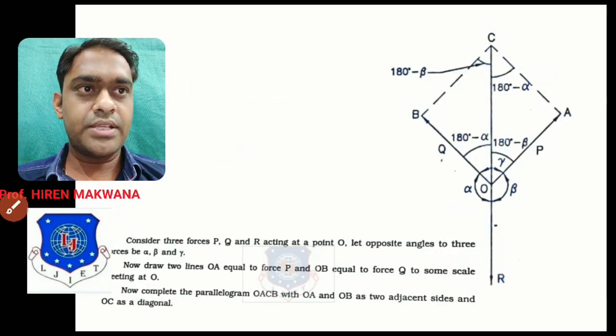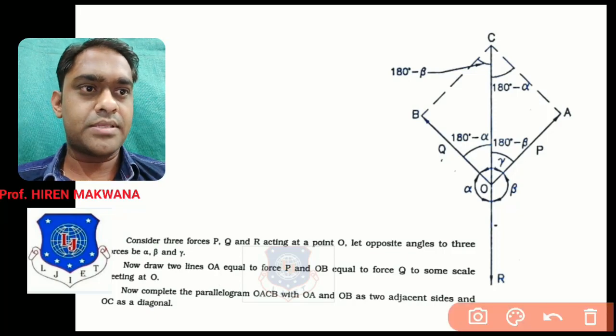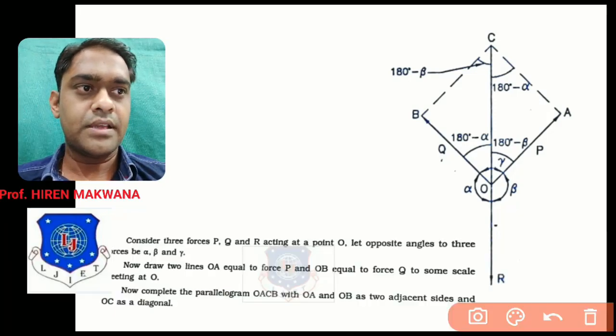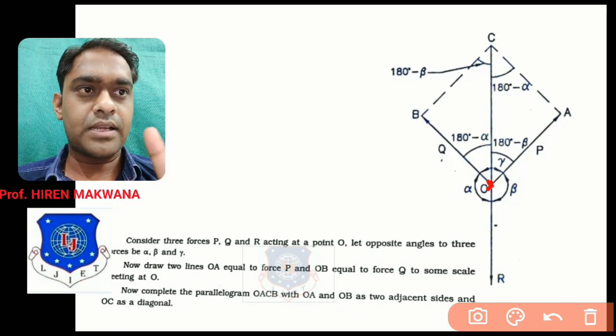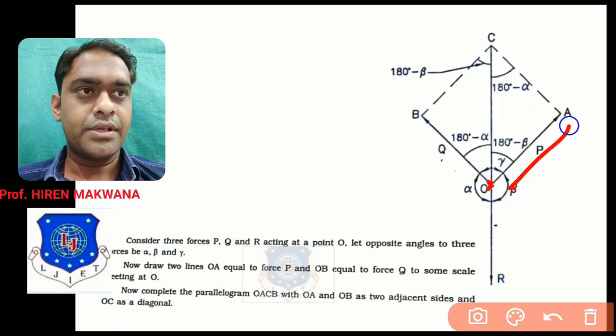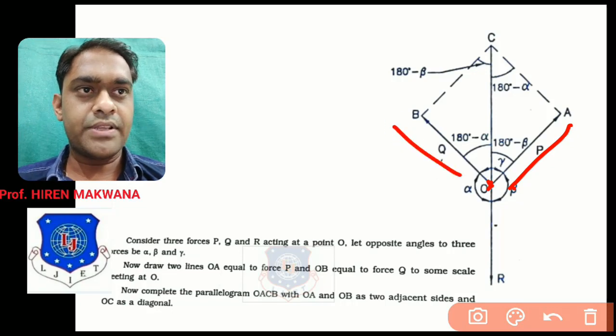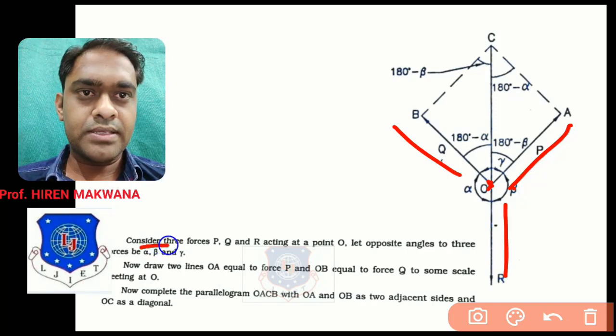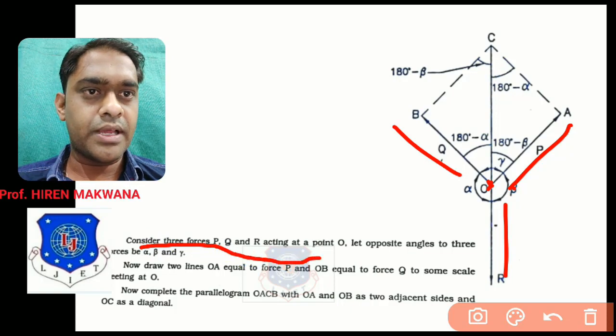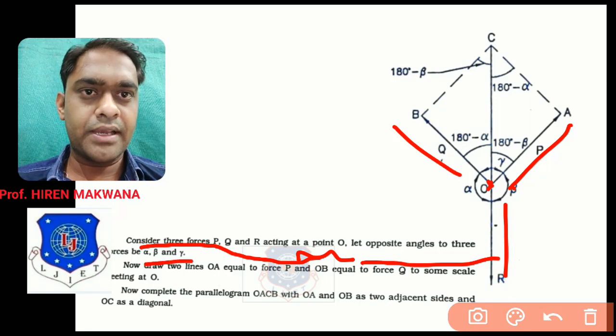So here is the figure of Lami's theorem. Let us see how it happens. This is the same point O. There are three forces acting over here. First one is P, second one is Q and third one is R. And now check out some geometry. What is written over here? Consider three forces P, Q and R at a point O. Let the opposite angles to these three forces be alpha, beta and gamma.